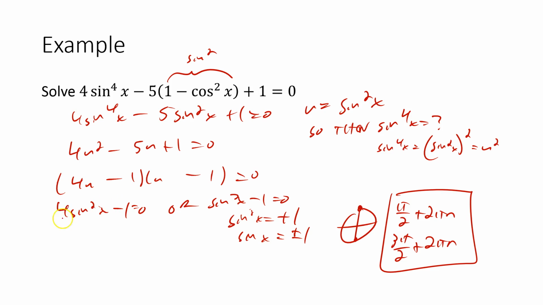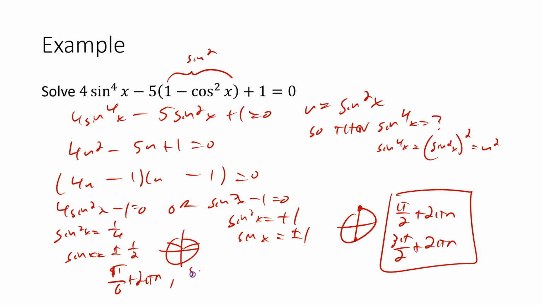And then over here, let's see, we would have sine squared x is going to be 1/4. So that means sine x is plus or minus 1/2. And that happens, we had this in the last problem, here and here. Pi over 6 plus 2 pi n, and then 5 pi over 6 plus 2 pi n. That's all there is to it. So we're getting 4 solutions here.